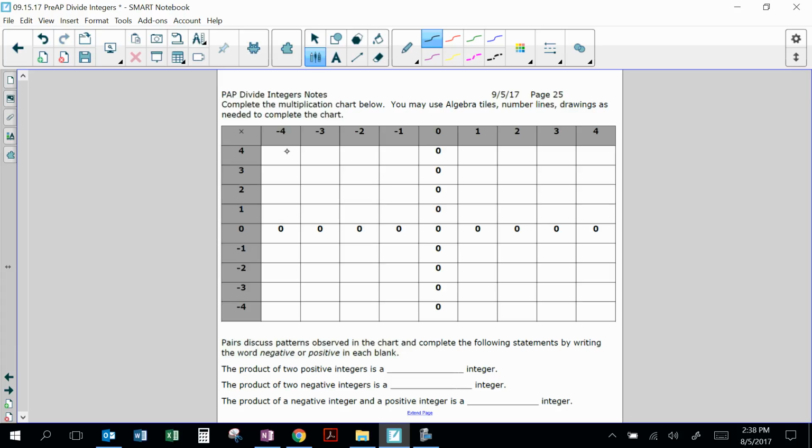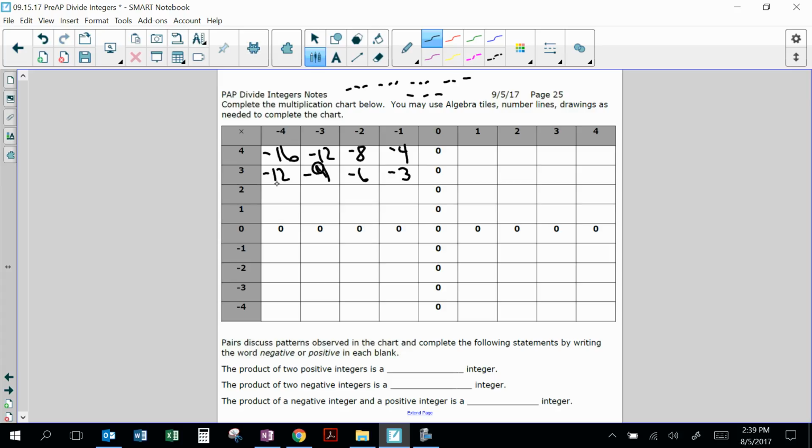4 groups of negative 4 is negative 16. 4 groups of negative 3 is negative 12, because if I draw 4 groups of negative 3, I get negative 12. 4 groups of negative 2 is negative 8. 4 groups of negative 1 is negative 4. Next one. 3 groups of negative 4 is negative 12. 3 groups of negative 3 is negative 9. 3 groups of negative 2 is negative 6. 3 groups of negative 1 is negative 3.